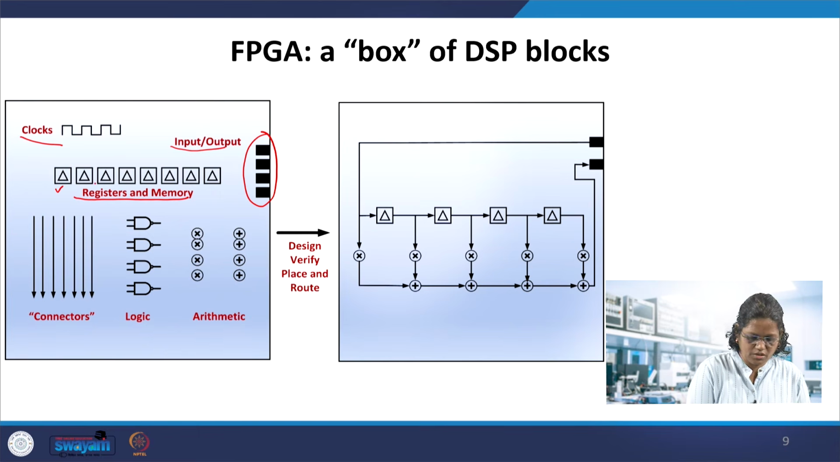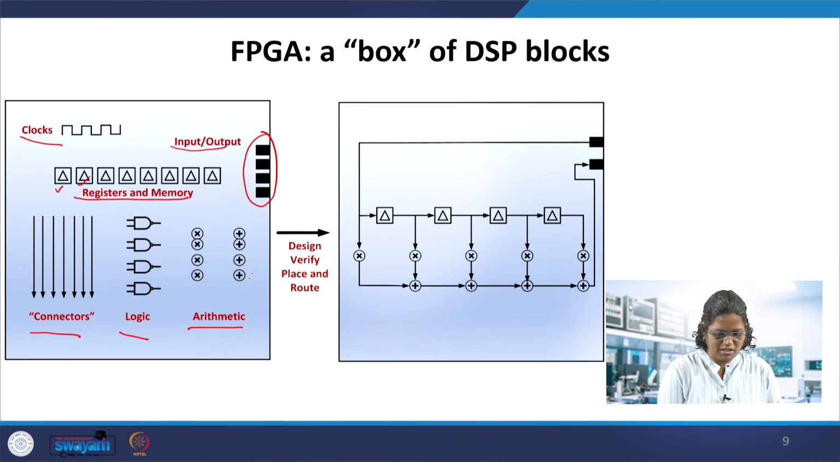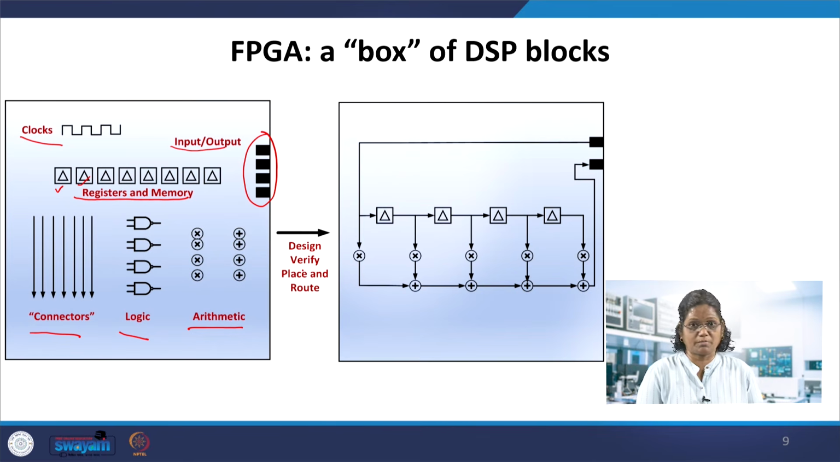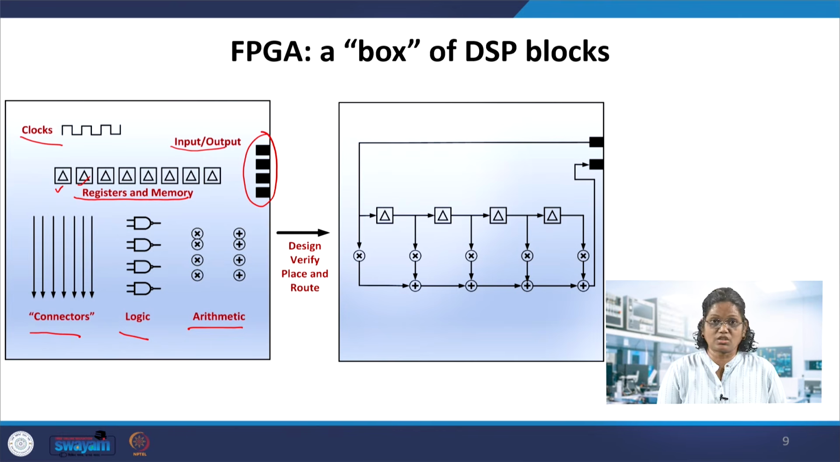If we just represent this as a block, the registers, and we have these connectors, logic and arithmetic units. It's a multiplier or adders. So these are all the resources available in this FPGA after performing this place and route, the verification and so on. So we are going to look at the process, how this integrated suite works from the design to the final stage of verification and place and route.